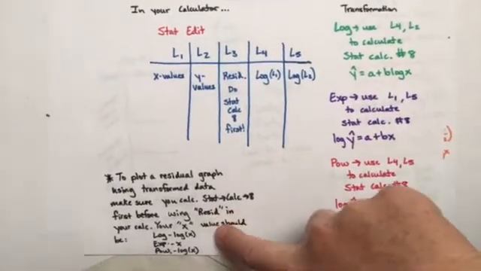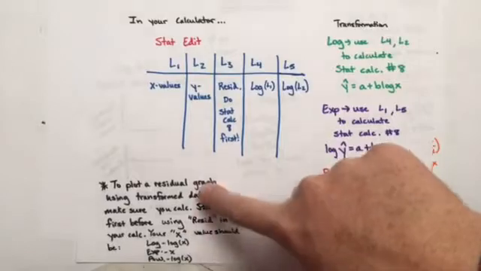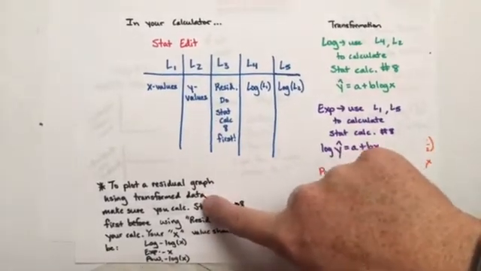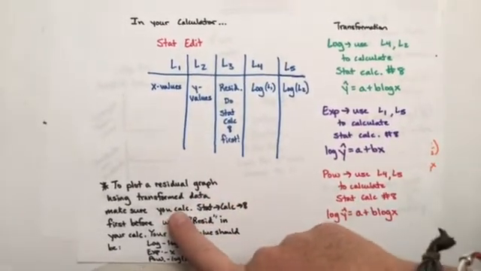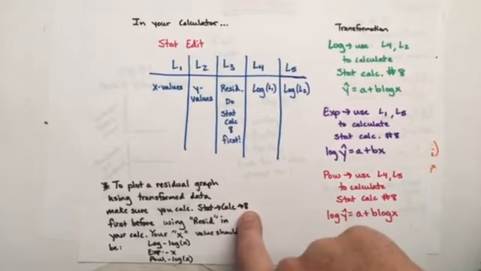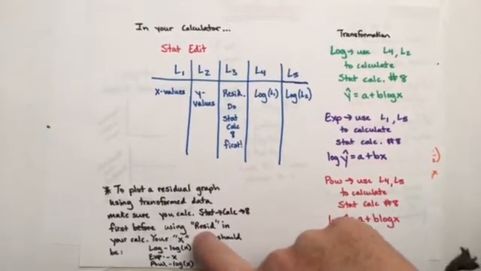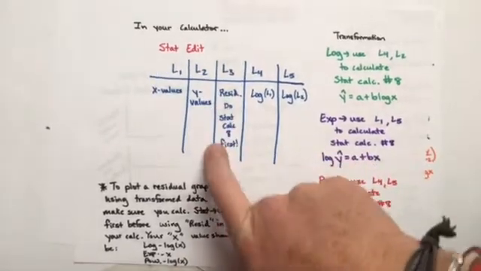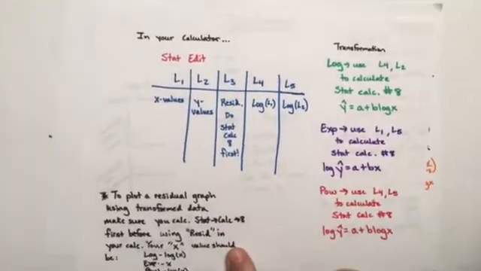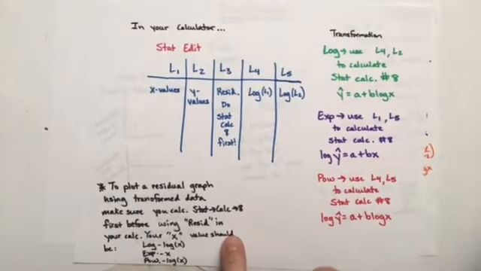The last point I want to make is if you want to plot a residual graph of your transformed data, make sure in your calculator you do StatCalc 8 first before you use the resid button that we've talked about. Otherwise it'll have those original residual values still in there where you checked your original residuals.